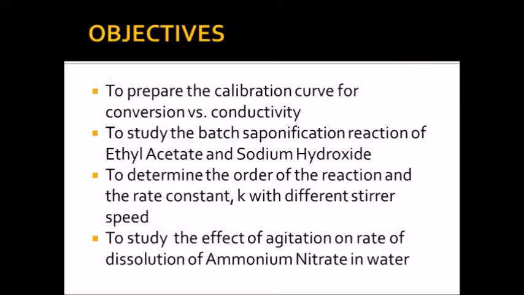In this experiment, we shall be able to conduct the well-known saponification reaction between ethyl acetate and sodium hydroxide. Therefore, at the end of this experiment, four objectives should be achieved. Firstly, to prepare the calibration curve of conversion versus conductivity. Second, to study the batch saponification reaction of ethyl acetate and sodium hydroxide. Third, to determine the rate constant and overall order of saponification. And lastly, to study the effect of oxidation on the rate of dissolution of ammonium nitrate in water.